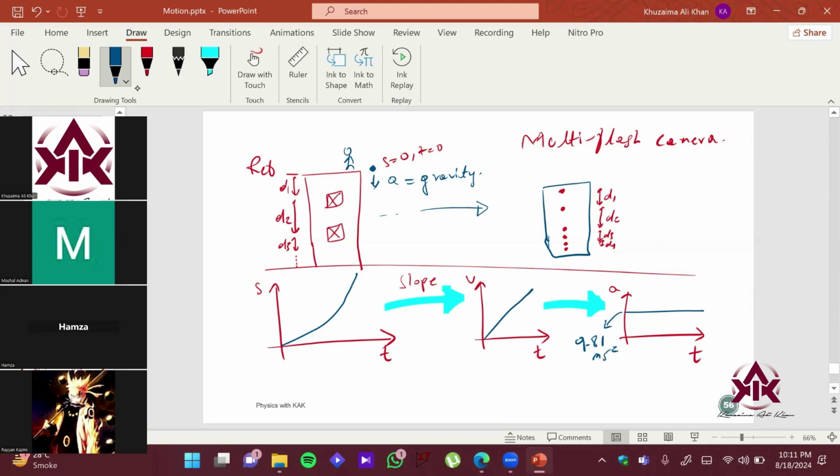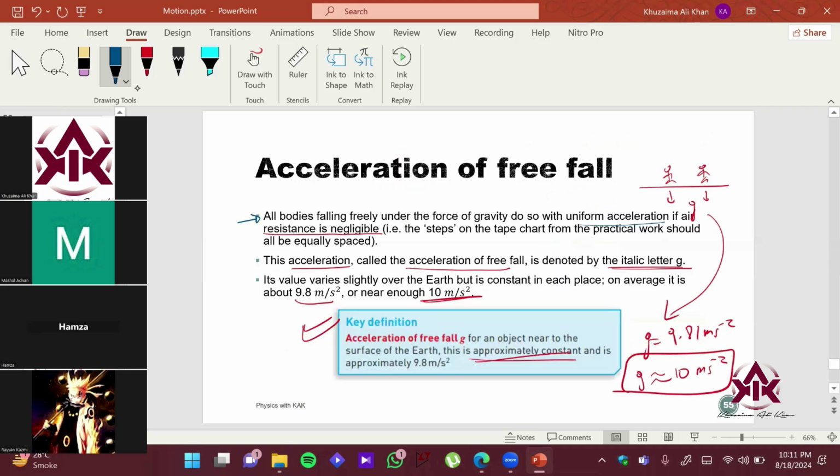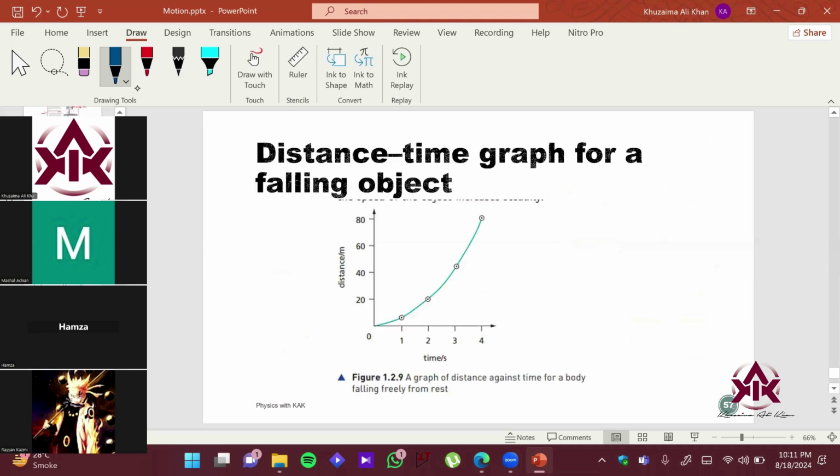So that states कि every object which is falling under gravity only, उस पर कोई air resistance act नहीं कर रही, ठीक है, कोई friction नहीं है, कोई opposing forces नहीं है, that is going to fall with constant acceleration of 9.81 meter per second square, and that is called acceleration of free fall. Does that make sense? Yes. Mashal, Hamza or Ayan? Yes, sir. Yes, sir. Okay, good.